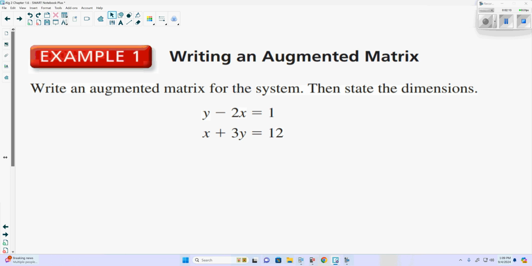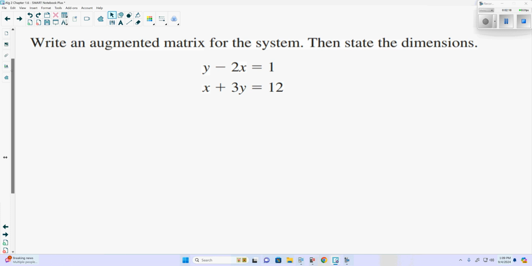So our first example, right here. Write an augmented matrix for the system, then state the dimensions. When we write an augmented matrix, we need both equations in x, y form. So we don't need the calculator quite yet. Is one of these not in x, y form? Well, the first one, yes.